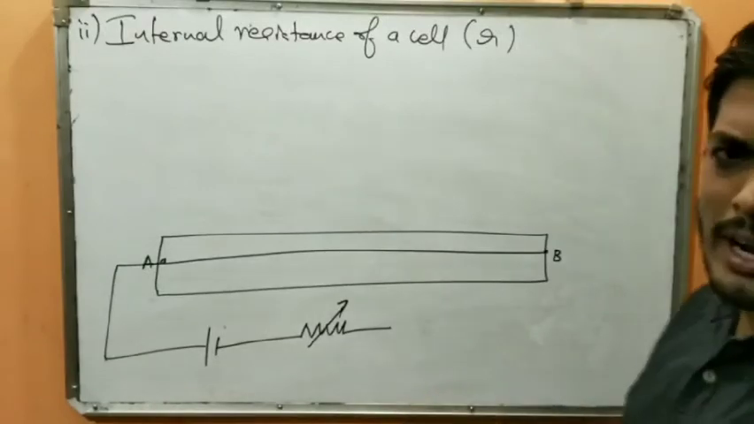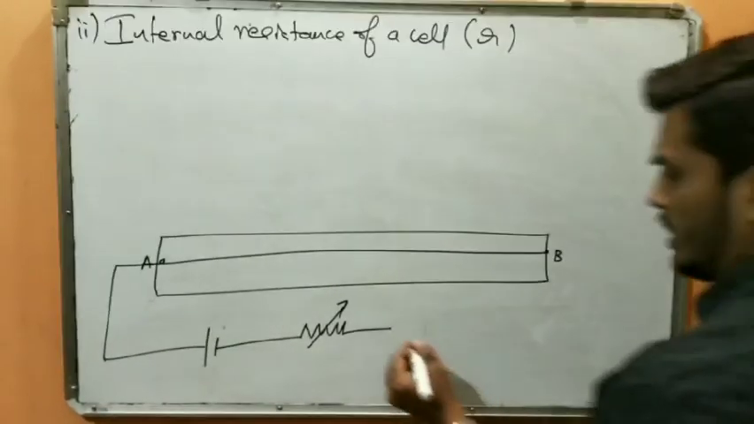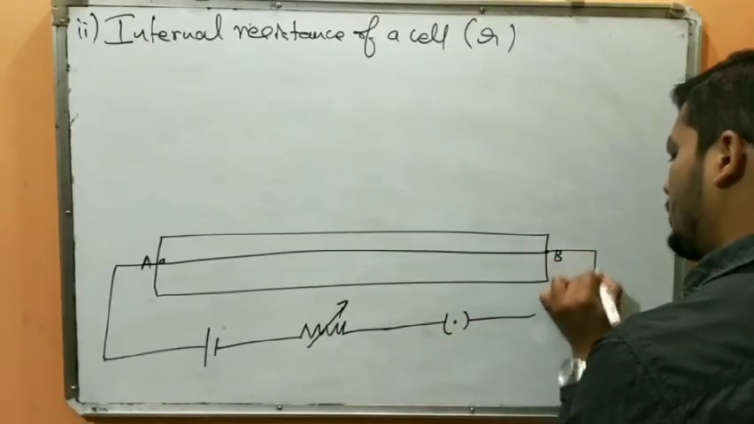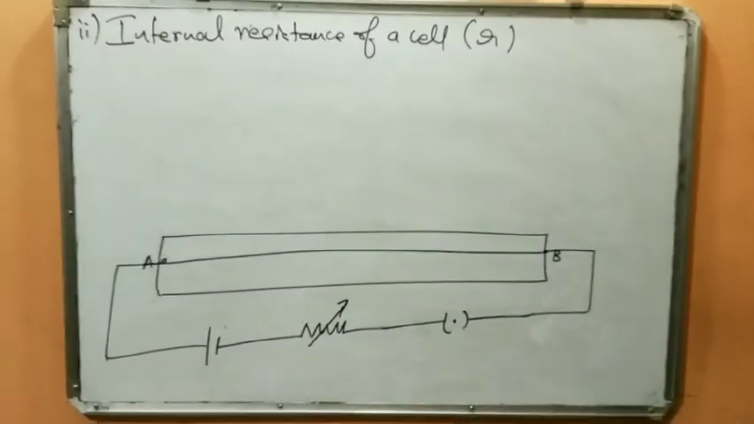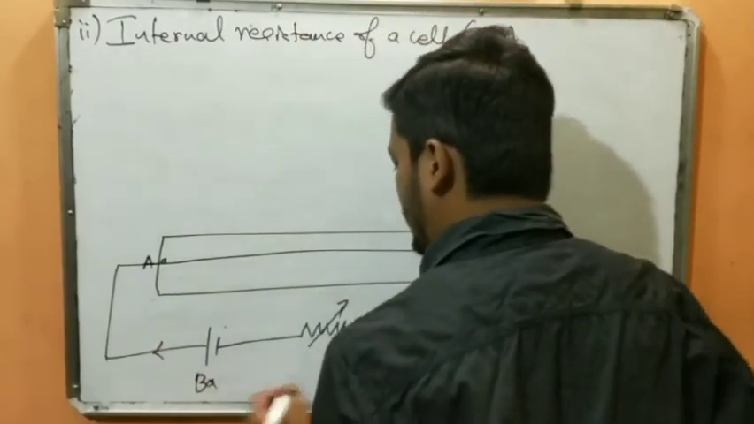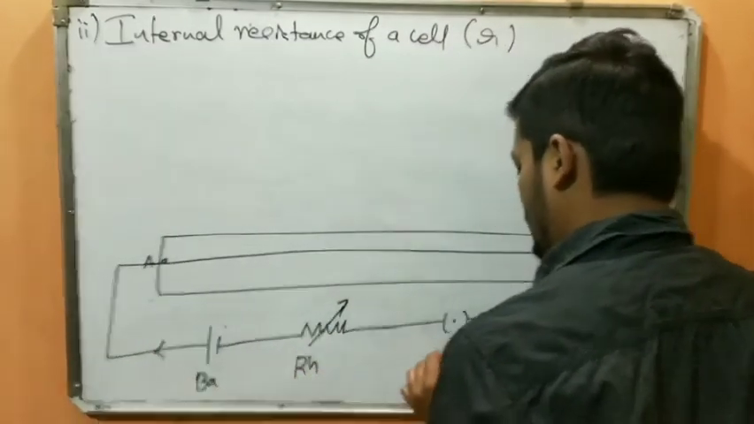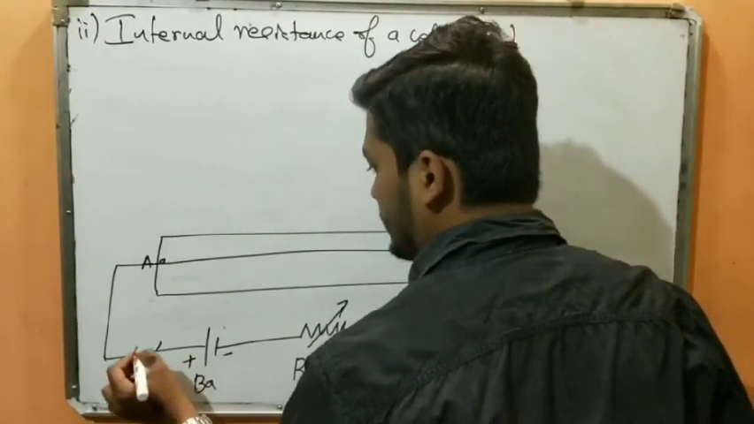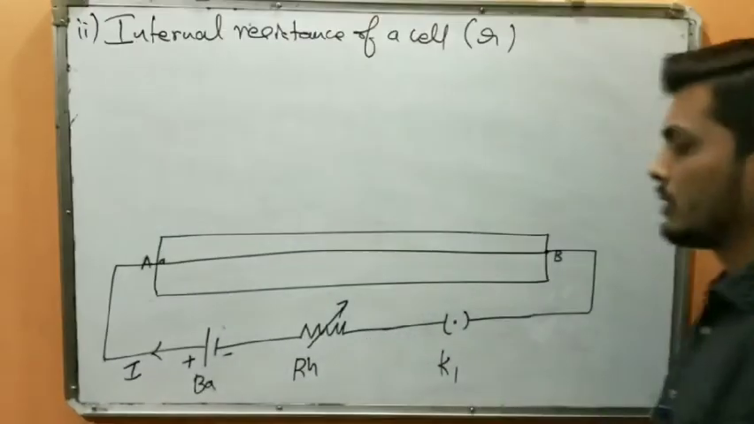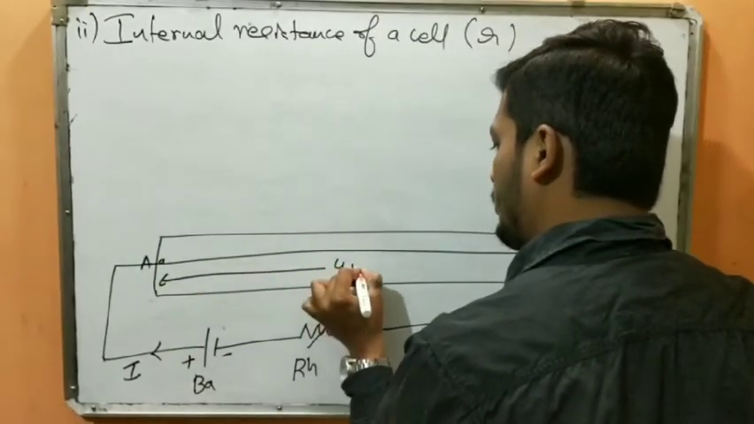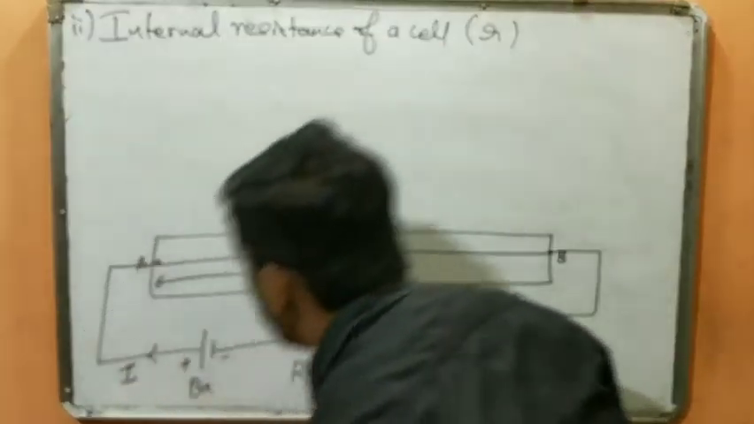Once you do the practical, the things will be quite clear to you. So don't mind if a few things are going over your head, because once you do the practical, things will be quite clear. So again, this is my battery, a rheostat, a key. I'll give a key K1, plus minus. So current I is flowing. This is a 4-meter wire. I need not show you, you will understand.